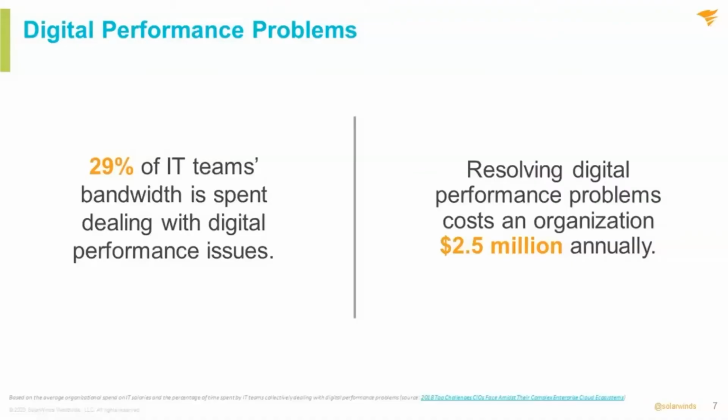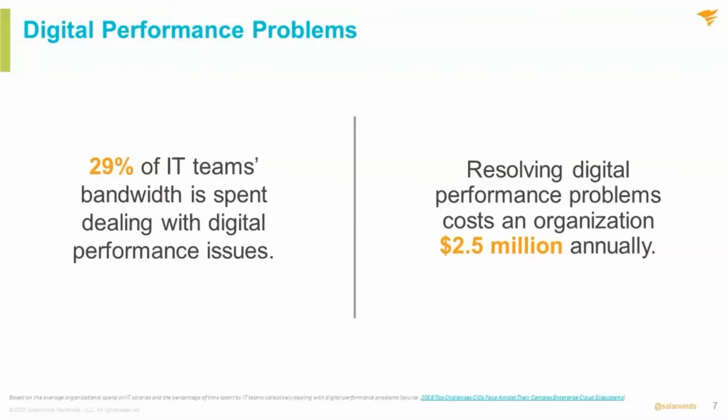If there's an extended outage or an extended problem with an application or a website or whatever the case might be. For IT teams, a lot of time can be spent dealing with these issues. In this case, research is telling us that about 29% of IT teams' bandwidth is spent dealing with these issues, and the associated average cost of that on an annual basis is 2.5 million.